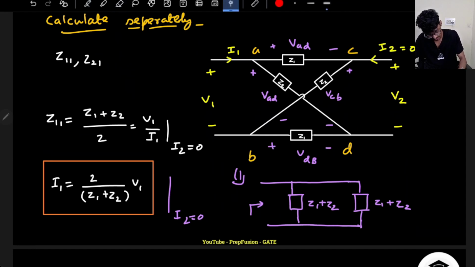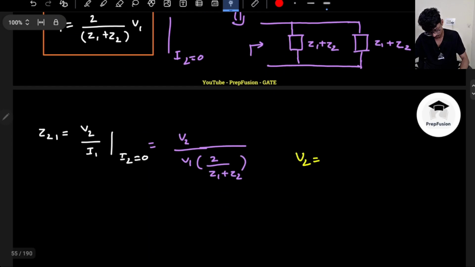V2 can be written as a sum of this voltage plus this voltage, right? This whole potential is across these 2 points. Either you write it in terms of VAC and VCD, or in terms of VAD and so on. I hope you can apply the KVL, right? This is one of the KVL, or this is the other KVL.